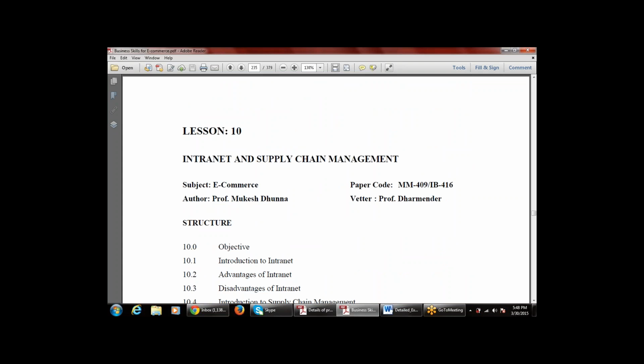Now intranet, that is a private network. Private network means there is only a local network. For example, if in my organization there is a LAN connection, that is an intranet. So that is chapter number 10, intranet and supply chain management, that I will be taking in the next class, that is tomorrow's class.